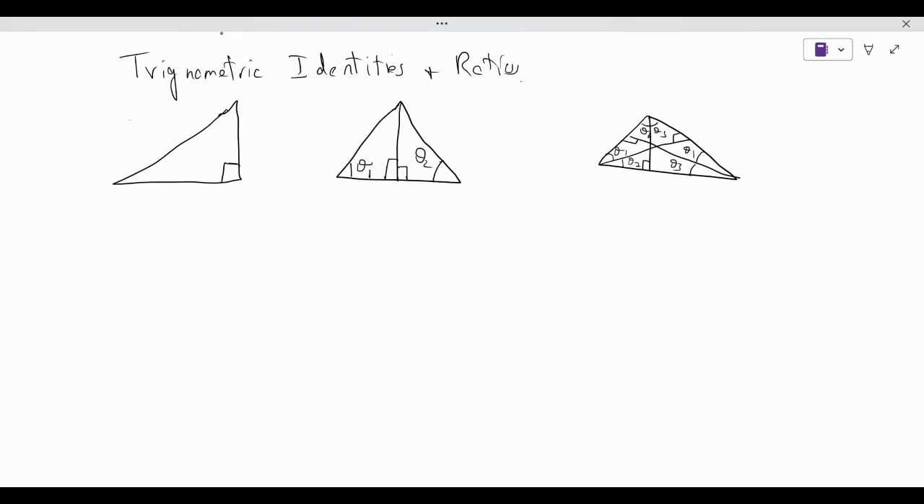So we don't want to go into complexities. We'll just maintain that if there is no right angle triangle, we cannot call for the trigonometric ratios. Now we'll talk about what the trigonometric ratios are.